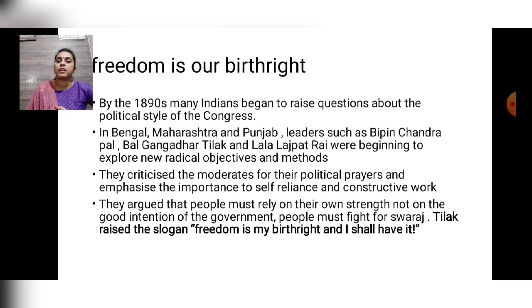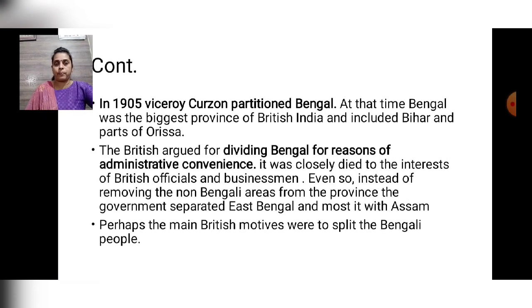They criticized the moderates for their political prayers and emphasized the importance of self-reliance and constructive work. They argued that people must rely on their own strength, not on the good intentions of the government. People must fight for Swaraj. Tilak raised the slogan, "Freedom is my birthright and I shall have it." Fight for your own Swaraj yourself, don't depend on others. He said, freedom is our birthright and I shall have it.